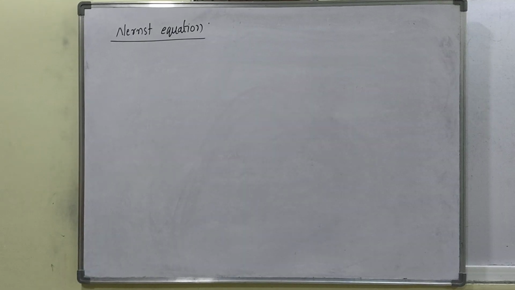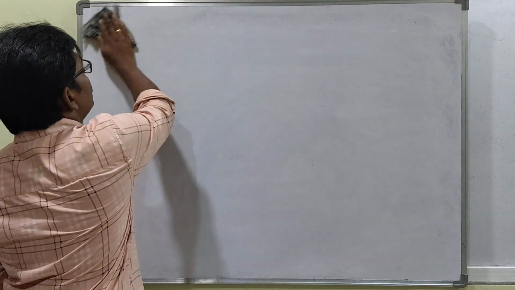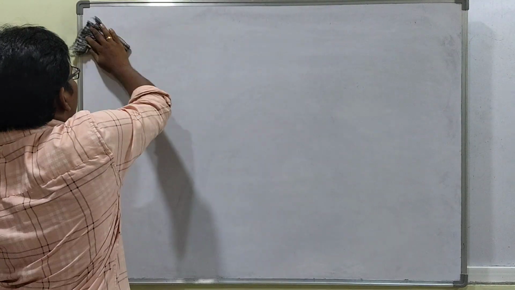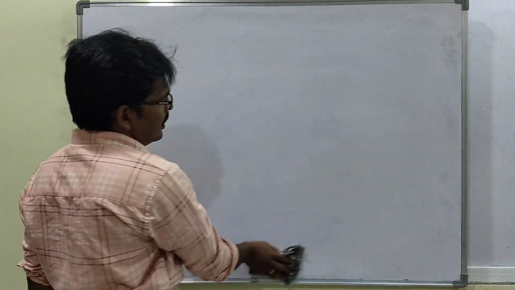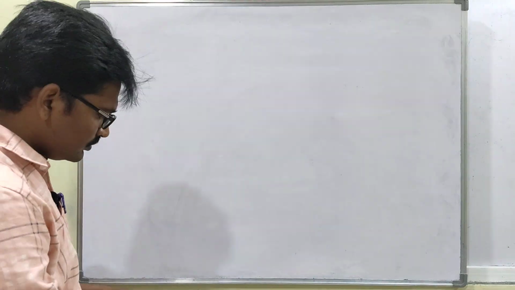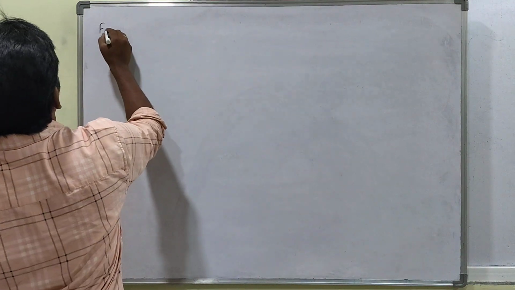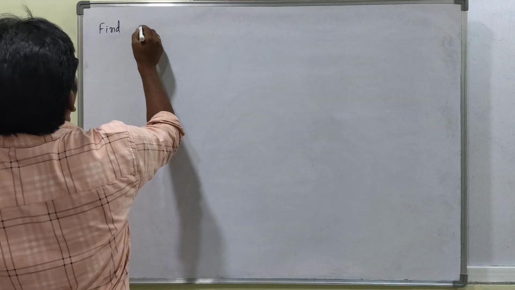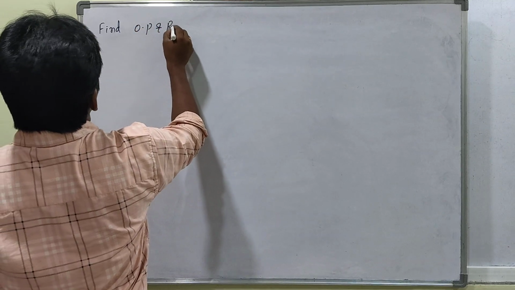Look, my dear students, we will do one problem based on the Nernst equation itself. So we can find the total cell or even a half cell also. A half cell is nothing but a single electrode. Find the oxidation potential and reduction potential.